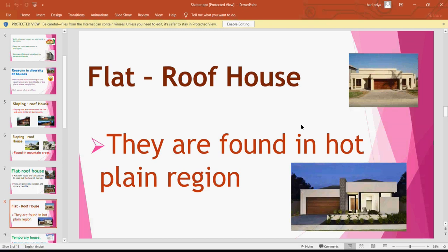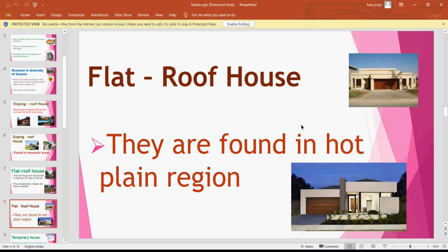Ma'am, is that Chenni or Ut? I can't understand your question, Varnika. Yes, yes, Tanisha, you are right. First one is sloping roof house, and the second one is flat roof house.